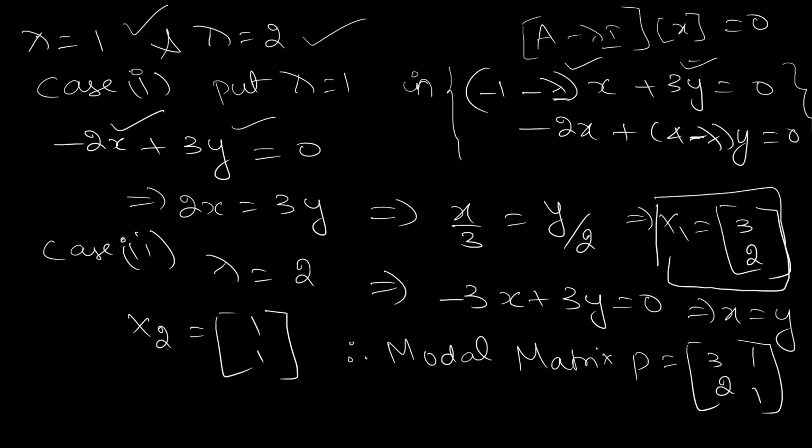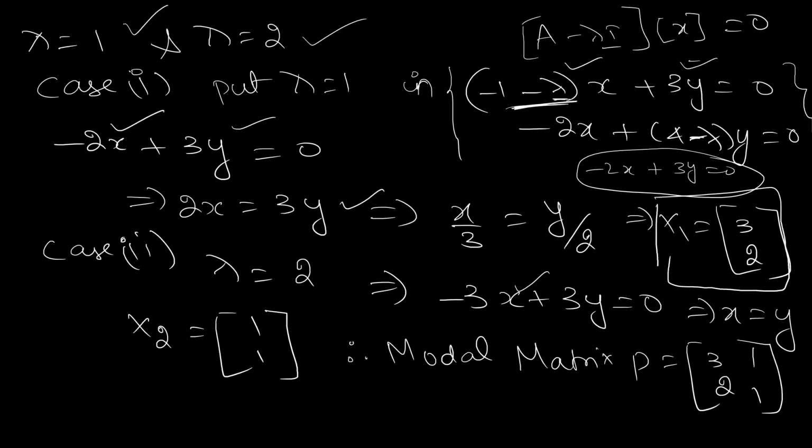If I substitute here, what will I get? I'll get the same equation. Put lambda is equal to 1 means 4 minus 1 is 3. So I'll get -2x plus 3y is equal to 0. So we'll get the same equation. That is why we got this eigenvector. Similarly, if you put lambda is equal to 2, what will I get? -1 minus 2 in this equation. So -3x plus 3y is equal to 0, which implies x is equal to y.